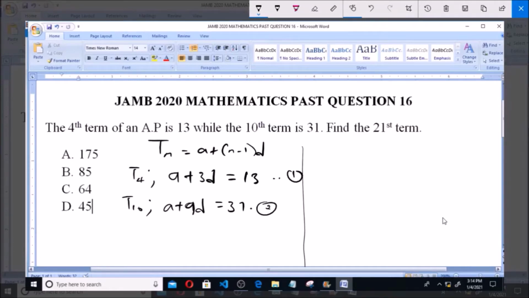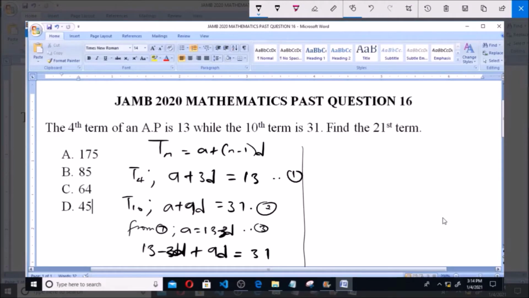Now from equation 1, we can say that a is equal to 13 minus 3d. Let's call this equation 3. Now let's substitute 13 minus 3d for a in equation 2. That is, wherever we see a in equation 2, we put 13 minus 3d. So from equation 2, we have a plus 9d equals 31. Sorry, from equation 1 it's supposed to be 13 minus 3d, not just d. So we have 13 minus 3d plus 9d equals 31.